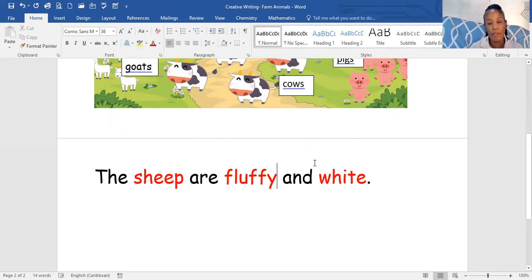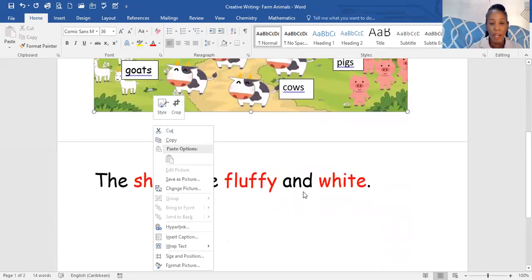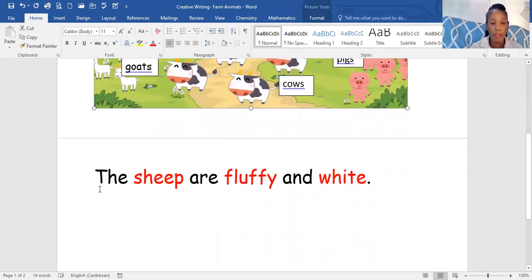So we have the word sheep, we have the word fluffy, and we have the word white. Now let's read our sentence. The sheep are fluffy and white. I'm going to read them again. The sheep are fluffy and white. This is my sentence about the sheep. And if we look at the sheep, we see that they're fluffy and they're white, right? And one important thing about sentence writing is that you must begin with a capital letter. You see my T here is not a common T. It's a capital T. Every sentence must begin with a capital letter.